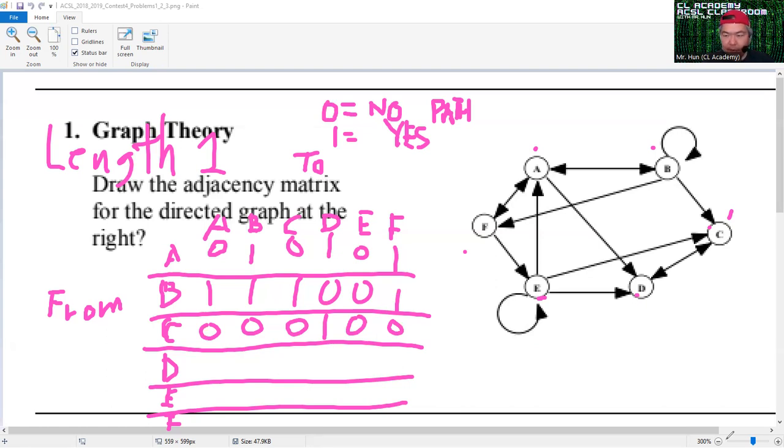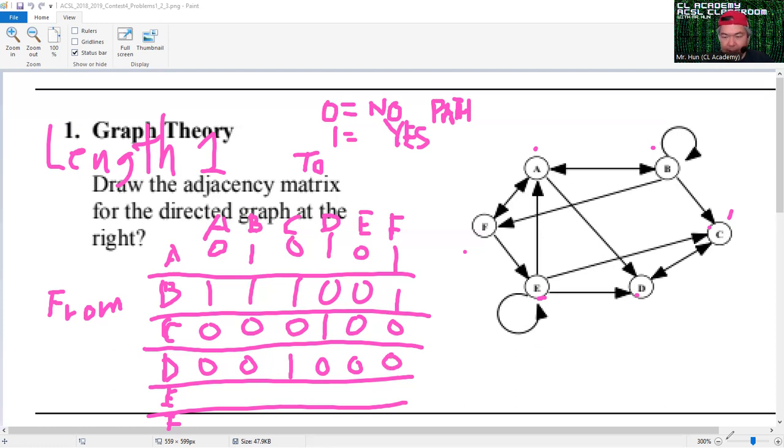Is there an arrow from D to A? Nope, that's a 0. Is there an arrow from D to B? Nope, that's a 0. Is there an arrow from D to C? Yes, there's a D to C. Okay. Is there an arrow from D to D? Nope, there's no D to D. That's a 0. Is there an arrow from D to E? Nope, that's a 0. Is there an arrow from D to F? That's a 0.